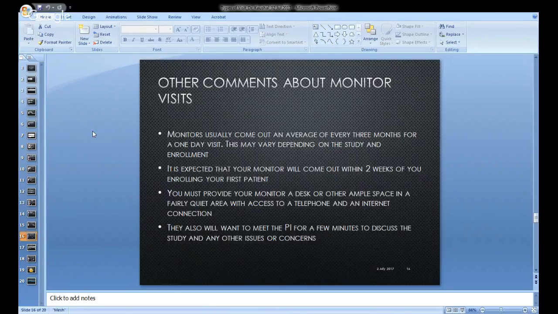It is expected that your monitor will come out within 2 weeks of you entering the first patient. Now, this is really very important. Two weeks is again what I would call theory. The practical aspect might vary, but on an average, yes, it is 2 weeks.